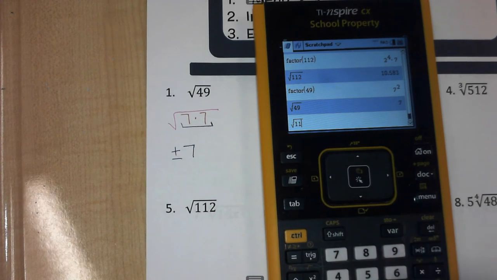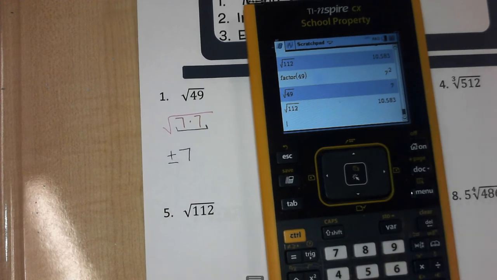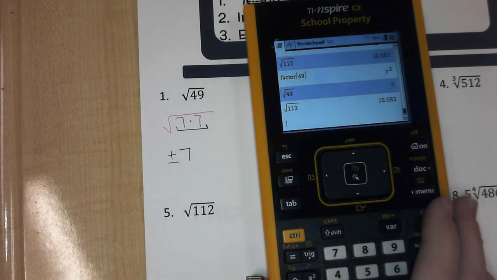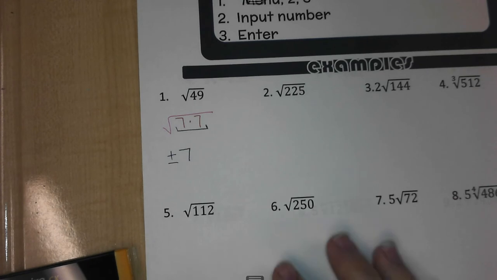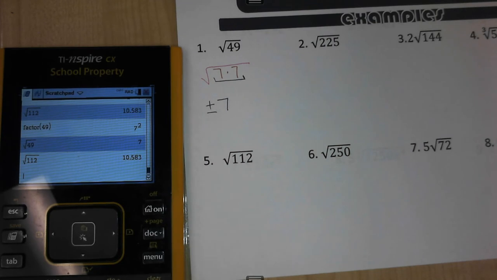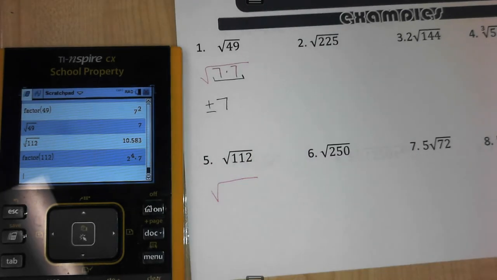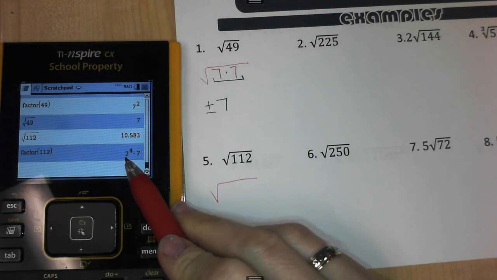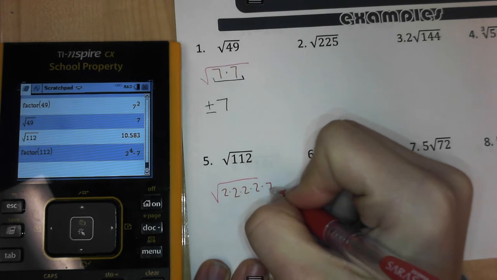Square root of 112. That's 10.583. If I asked you for just what the square root is, then this would be an acceptable answer. But I want the radical just simplified. Okay, so that means we need to find the factors. So let's find our factors. Menu 2, 3 of 112. So I'm going to draw my square root. This says that there is 4 2s. So 2, 2, 2, 2, and a 7.